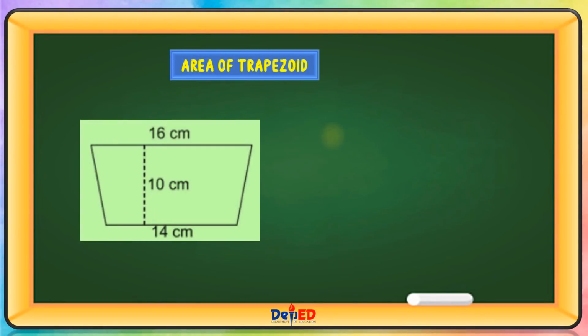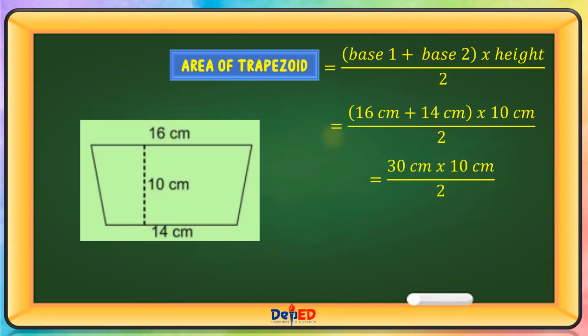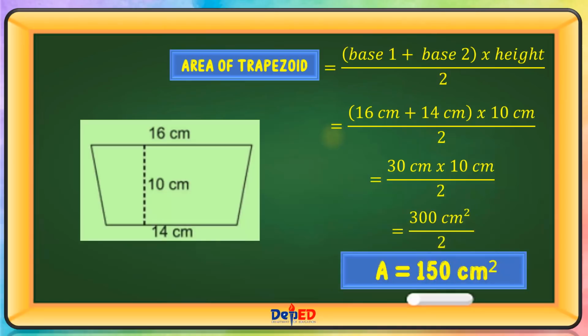Area of trapezoid. Ang ating formula ay base 1 plus base 2 times height divided by 2. 16 cm plus 14 cm times 10 cm divided by 2. 16 plus 14 equals 30 cm times 10 divided by 2. 300 cm squared divided by 2 equals 150 centimeters squared.